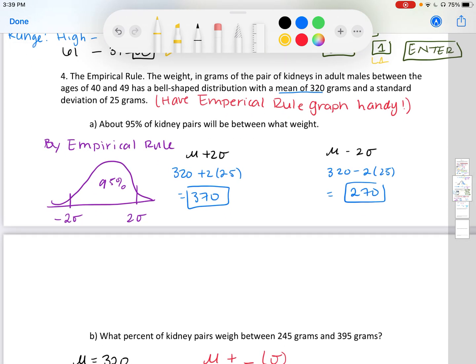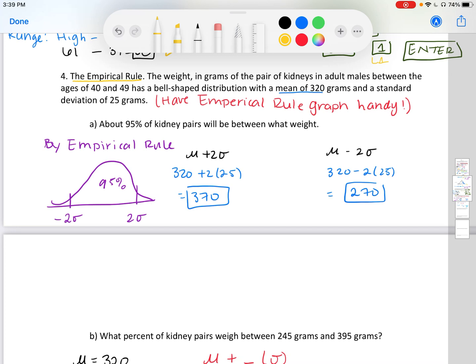Your fourth question works with the empirical rule. Make sure you have it handy from your textbook or from our past notes because it will come up. Having it handy to visualize such problems will be helpful. This question was very similar to one that you saw in your exam as well.